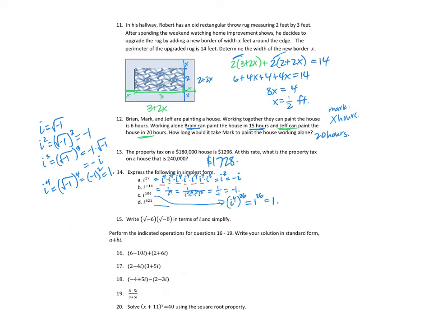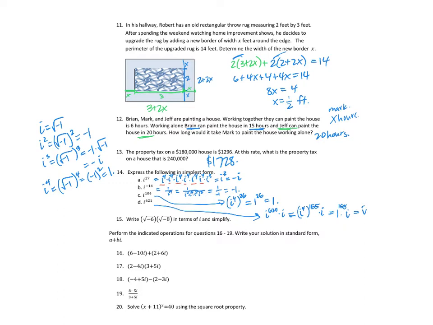I to the 621, well, I can see 621 is not going to be divisible by 4. But 620 is. So it should be I to the 620 times I, and 620 is divisible by 4, 155, so that's I to the fourth to the 155 times I. So that's 1 to the 155 times I, which is just I.